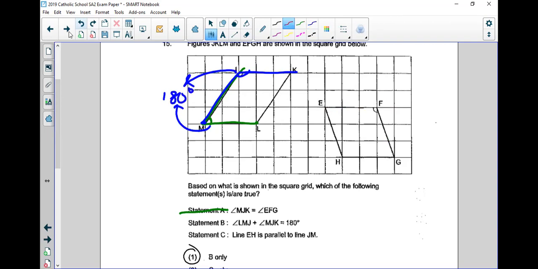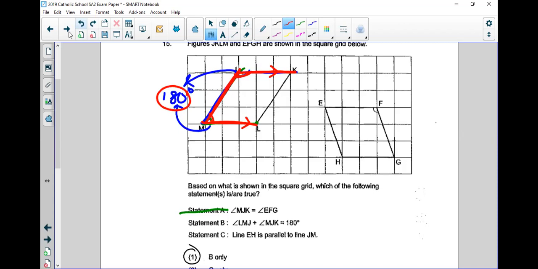Okay, let's prove it. This line and this line, they are parallel. Can you see why they are parallel? They are equal distance apart. Parallel lines means equal distance apart. Now these two lines are parallel, so the angles between these two lines will have to add together to become 180 degrees.